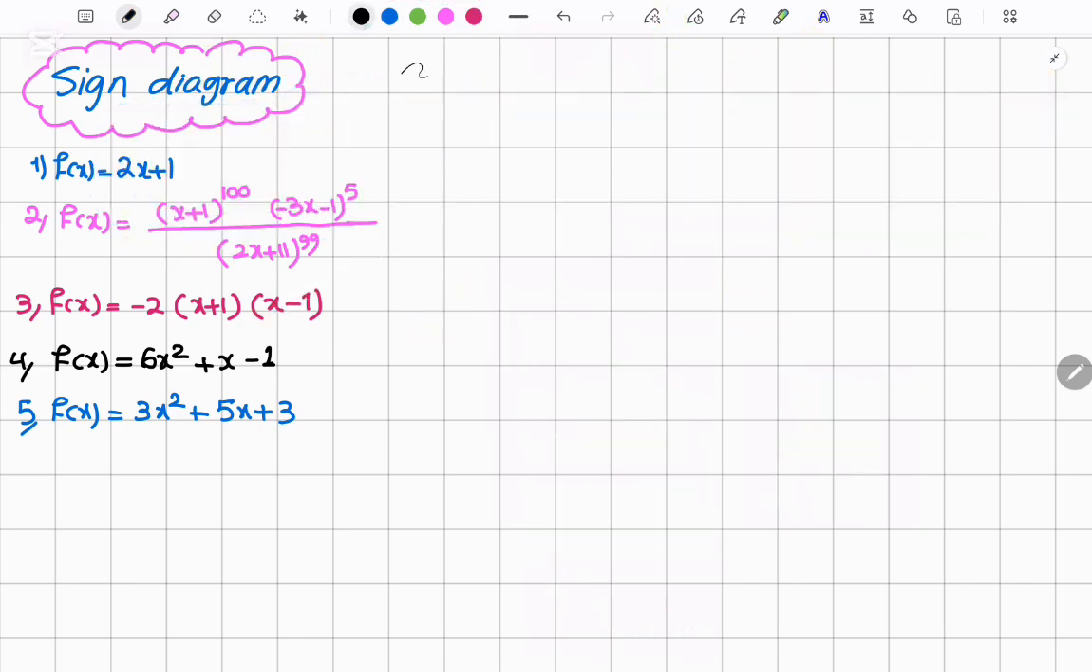Okay, so number one, f of x is equal to 2x plus 1. The very first thing that I do in order to find the sign diagram of anything is that I find the zero of it, okay? So it's like I find the x-intercept. So 2x plus 1 is equal to 0, then x is negative 1 over 2. That's going to be the zero of this function.